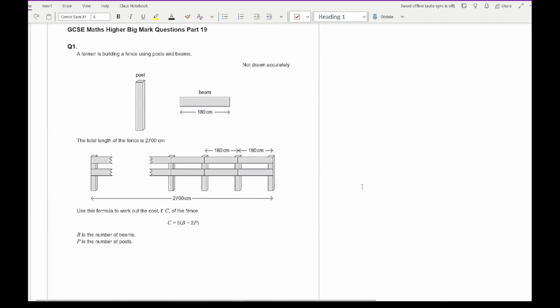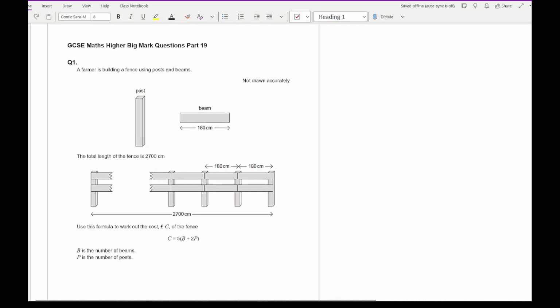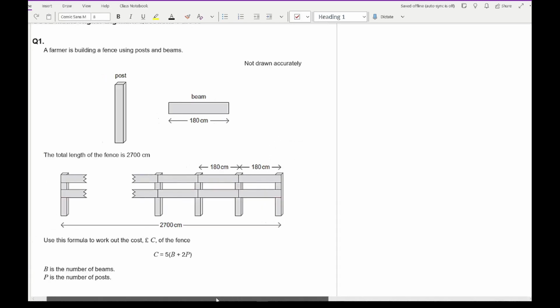Now, question one, if you've not had a chance to print out the question and you're viewing this on the screen, apologies because this may prove to be quite small, only because I'm trying to get everything on the screen. This question says that a farmer is building a fence using posts and beams, and we've got what they look like. The total length of the fence is 2,700 centimeters, and it says use the formula to work out the cost of the fence, where B is the number of beams and P is the number of posts. Let me just zoom in a little so that we can have a clearer picture.